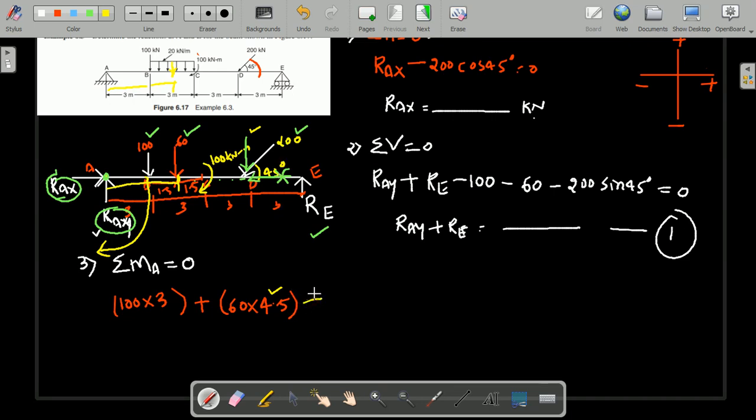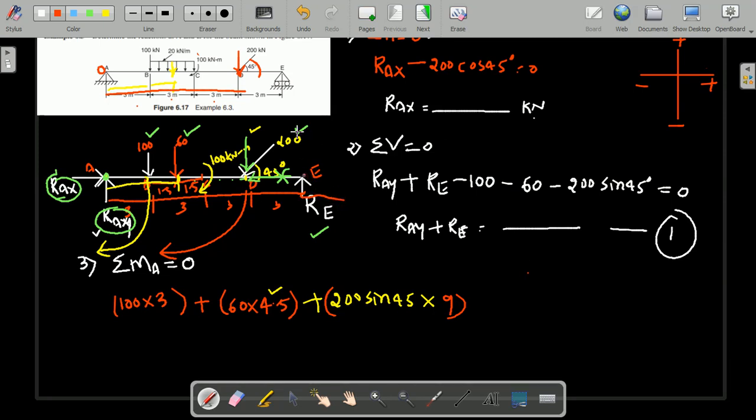The remaining force is the vertical component of 200 kilonewton. We have the vertical component as 200 sin 45 as the force. For the perpendicular distance, from the point D you need to consider the distance up to the point A, from here to here, 3 plus 3 plus 3, therefore 9. Again, in order to reach the point A, it should come in this direction, that is clockwise, therefore it is positive.